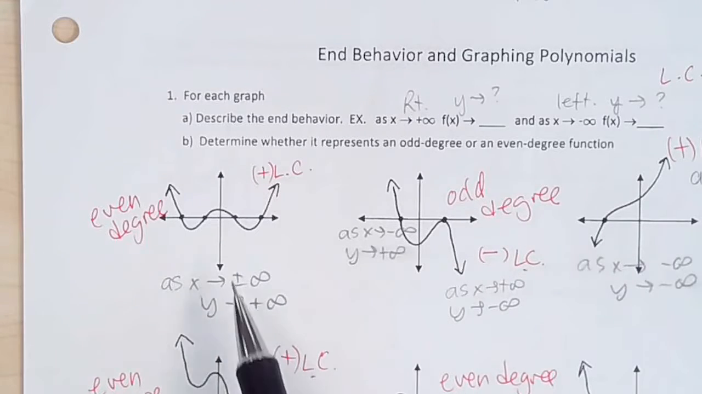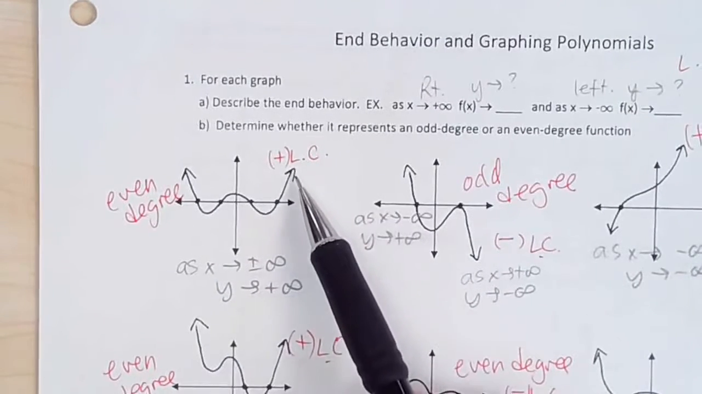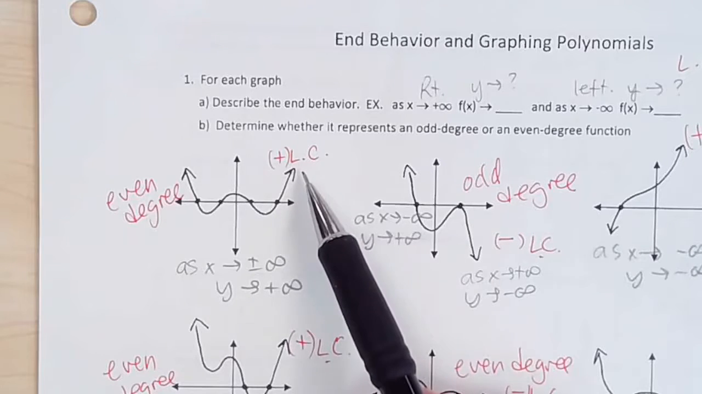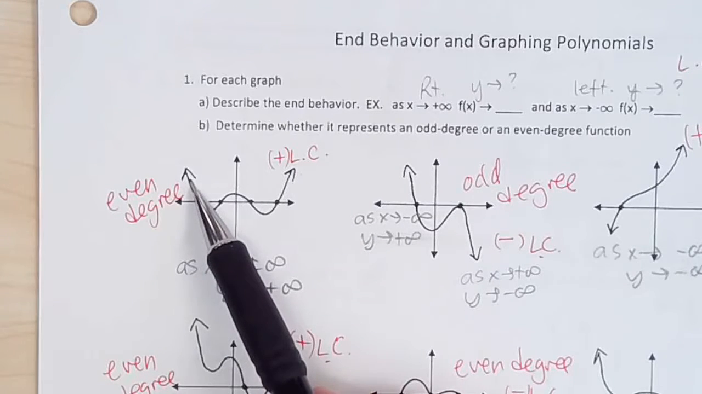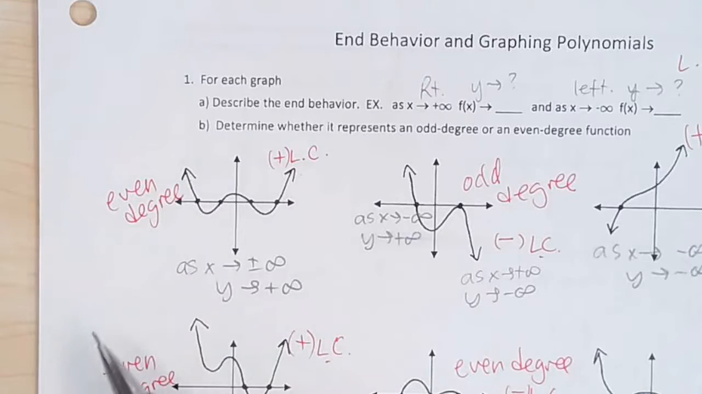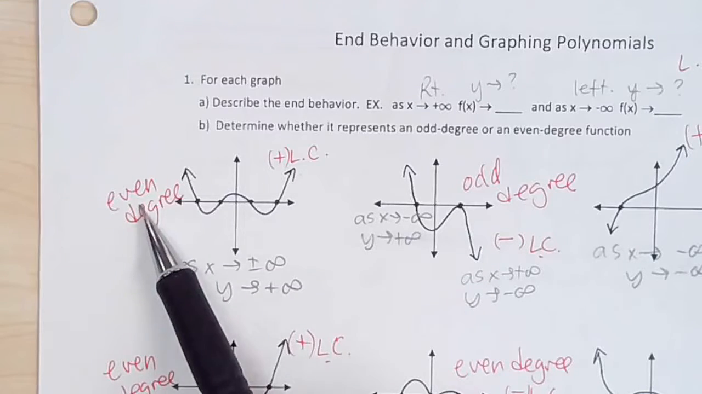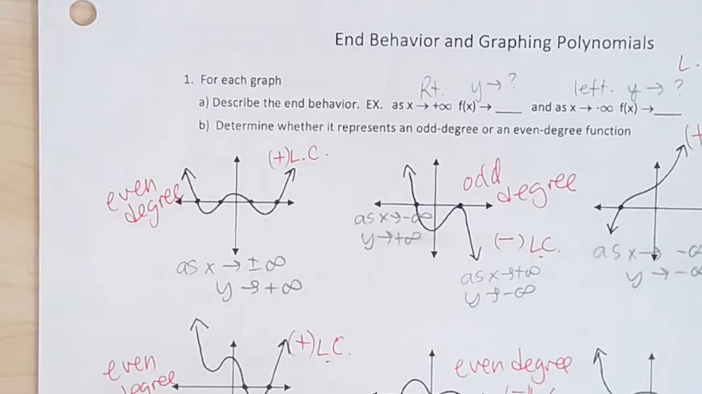First graph. We can see that on the right-hand side, it is going up. On the left-hand side, it is going up as well, which means it is an even degree, positive leading coefficient as well. For this one, you can combine and say as x goes to plus or minus infinity, y goes to positive infinity. You could also separate that: as x goes to positive infinity, y goes to positive. As x goes to negative infinity, y goes to positive.